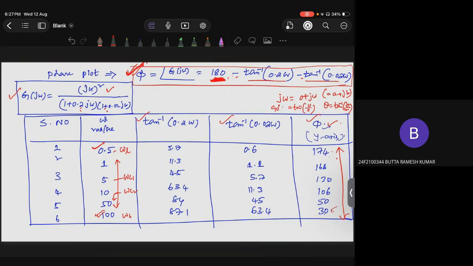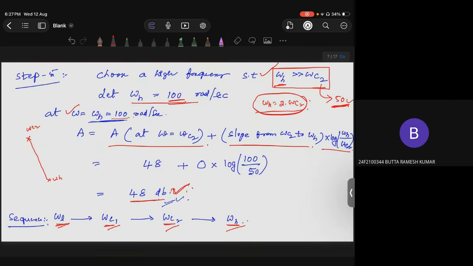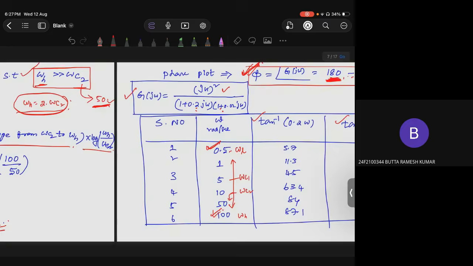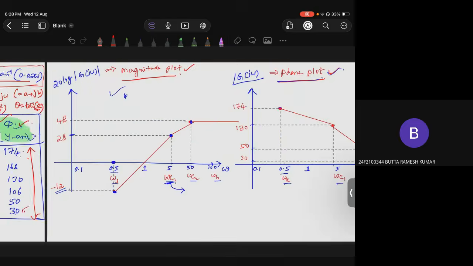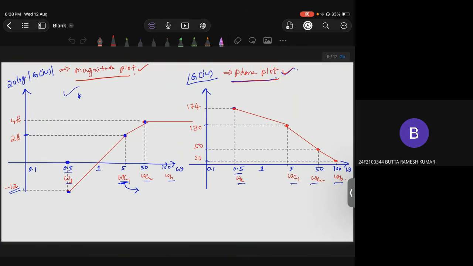So when omega varies from 0.5 to 100, this omega L to omega H, for each value, find this phi. Sorry, for each value, find this magnitude. So these are the two things, very important. Now you can plot this Bode plot, magnitude as well as the phase plot. Clear? You can check this again. See my previous live and come back here, check the values.